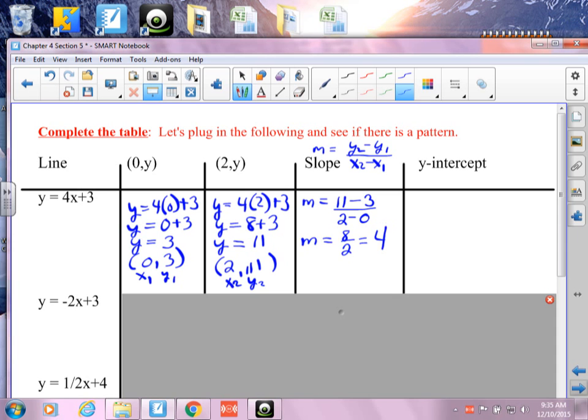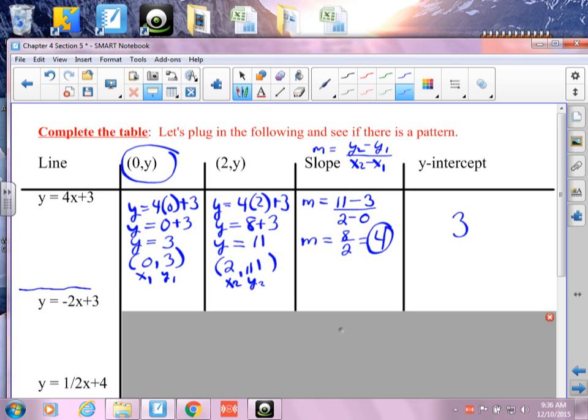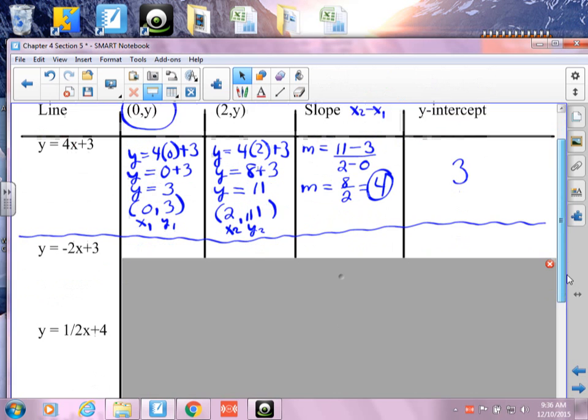So in this problem, my slope is 4, and I got it with 2 of the ordered pairs that they gave me. And my y-intercept is hooked with this right here, because x is 0. So my y-intercept was 3. You see that? Because it's 0, comma 3. So my y-intercept is 3. Now, I'm going to go down and do the next one, and hopefully you'll see the pattern, so we don't have to do all this work every time.